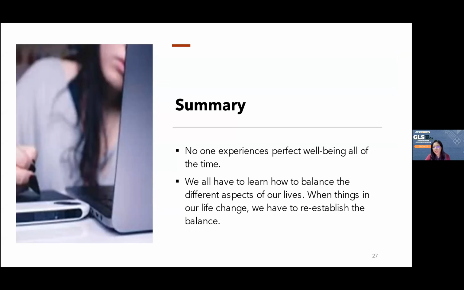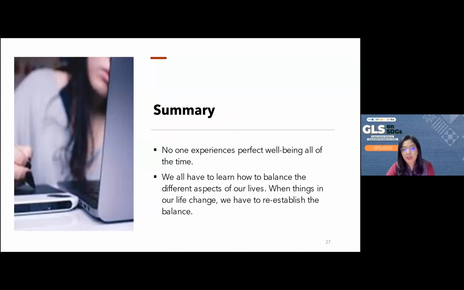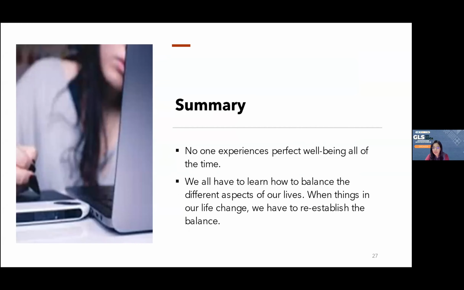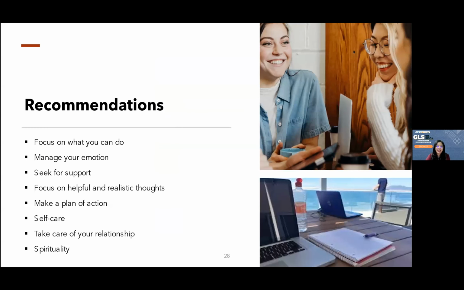And this is the summary. No one experiences perfect well-being all of the time, whether in a pandemic or non-pandemic situation. We all have to learn how to balance the different aspects of our lives. When things in our life change, we have to reestablish the balance, for example, by demonstrating learning agility.